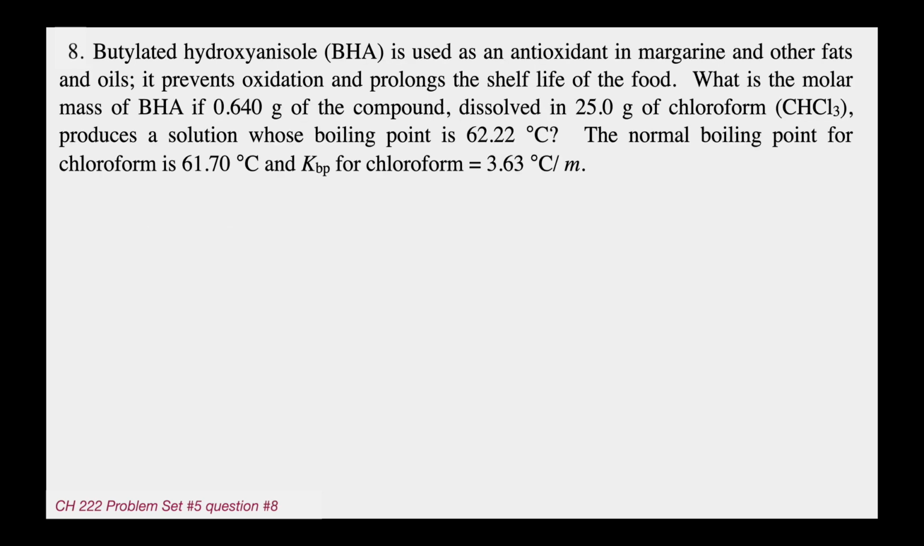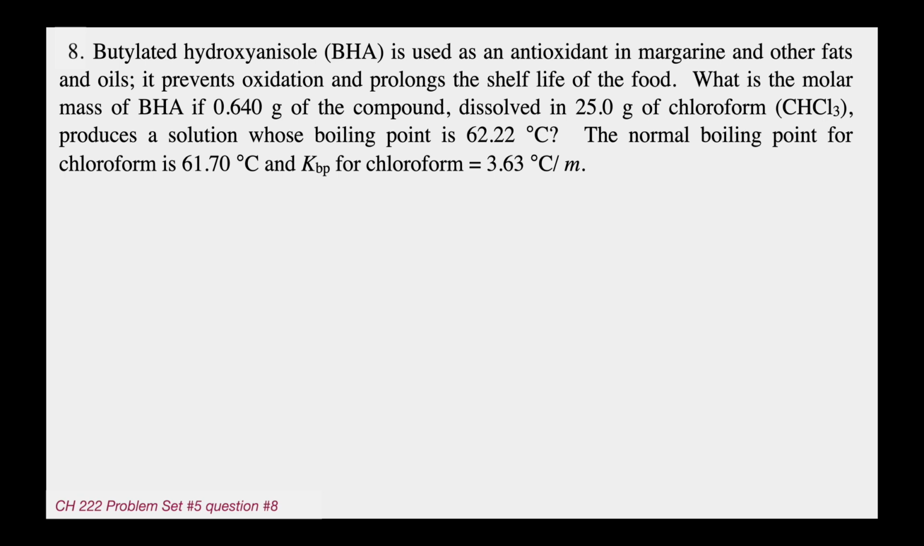We're putting some BHA, which is some kind of nasty compound, I think. But anyway, I digress. BHA, 0.640 grams in 25 grams of chloroform. So BHA is the solute, chloroform is the solvent. And the boiling point of the solution is 62.22 degrees Celsius. The boiling point of pure chloroform, 61.70. So you can see the boiling point went up in the solution relative to the solvent. We also need a boiling point constant for the solvent, chloroform, which is right there.